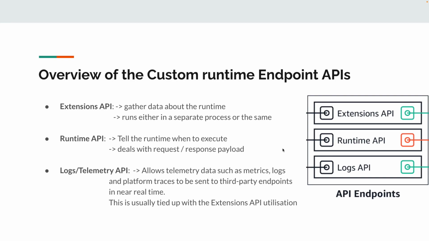And the logs/telemetry API, this is usually used in conjunction with the extensions API, the first one that we talked about, but it allows you to get metrics, logs, or platform traces from your Lambda function and push that to third-party endpoints in near real time. So in the past, the only way you could do it was to wait for that data to get logged on CloudWatch logs, and then some platform would read those logs, parse them, and extract some information out of that. It's actually good enough for a lot of people, okay? Don't get me wrong, I'm not saying this is bad. I'm just saying that there is a different way of doing that in case you ever need to.